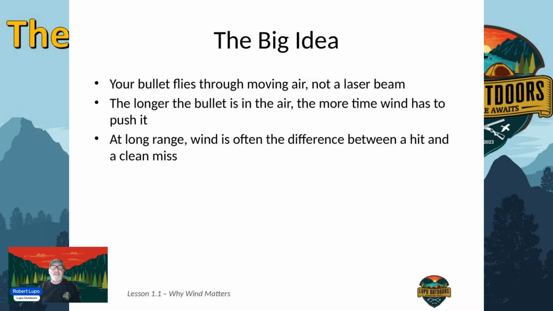The big idea is this. Your bullet is flying through moving air. It's not a laser beam. From the second it leaves the muzzle until it hits the target, it's being pushed around by the wind. The longer the bullet is in the air, the more time the wind has to shove it left or right. At short distances, you might barely notice anything at all. But as you extend out, wind becomes the main difference between a perfect hit and a complete miss. That's why learning to read and call wind is such a core skill for long distance shooting.